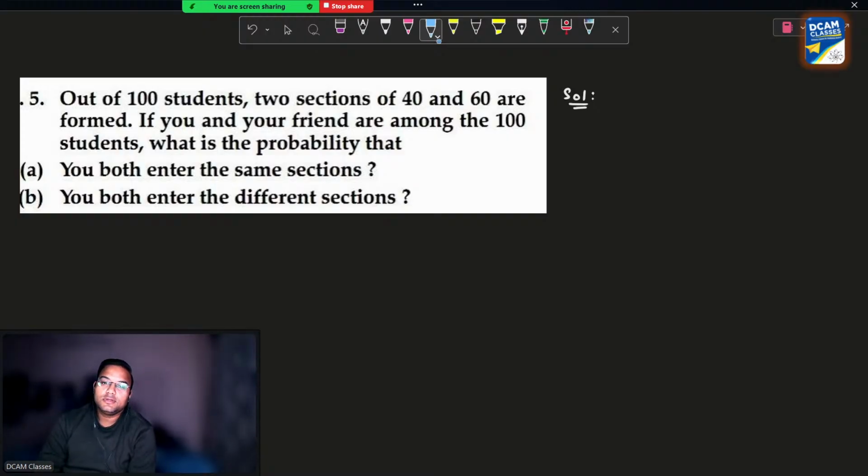You need not select 40 students from 100 students. You have to make sure that you and your friend are both in the selection of 40 students. Means you have to choose any two students out of that section of 40.